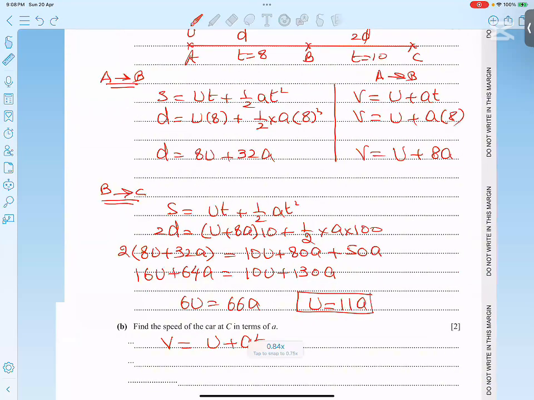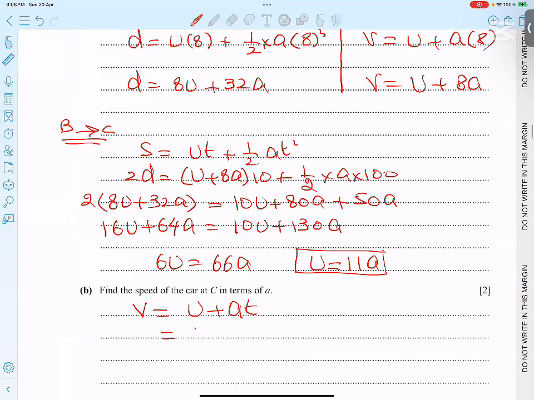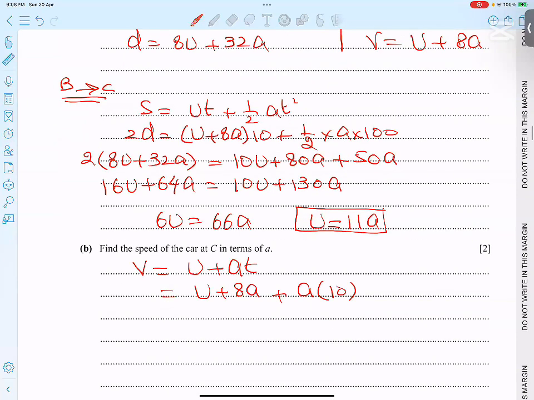So in the place of U, I'm writing U plus 8A. And what is the acceleration? It remains A. And the time is 10. So we are close to finishing: U plus 18A. But the U value we have. The U value we have it.